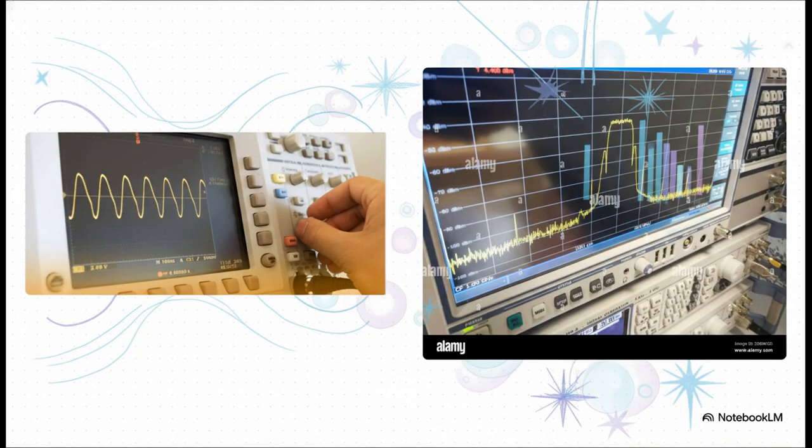And this slide just illustrates the difference perfectly. On the left, you see what an oscilloscope shows you, a clean, simple wave changing over time. But now look at the right. The spectrum analyzer is looking at that exact same signal and reveals its true nature. It's not just one fundamental frequency. Look at all those hidden components, things like harmonics and noise. It's like having X-ray vision for radio waves.